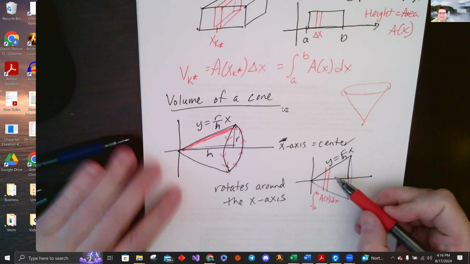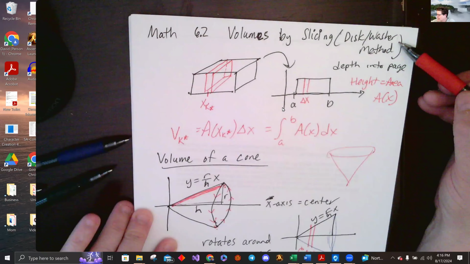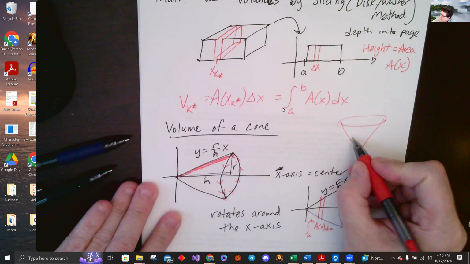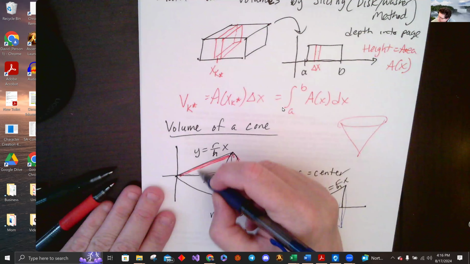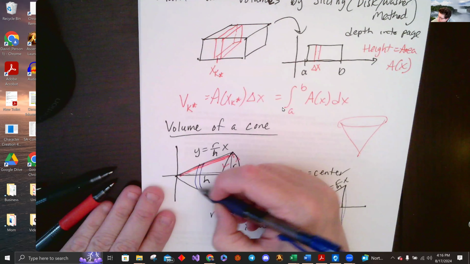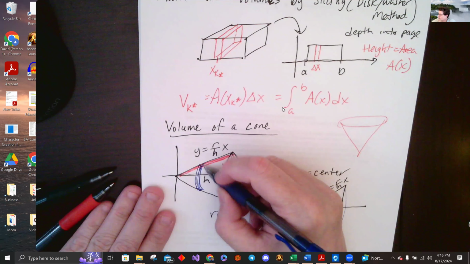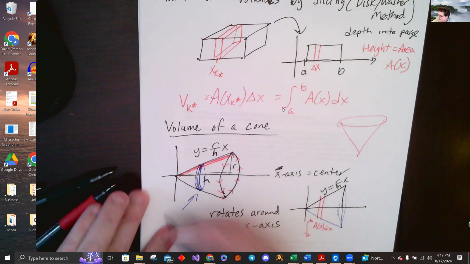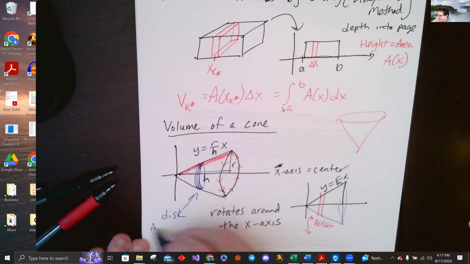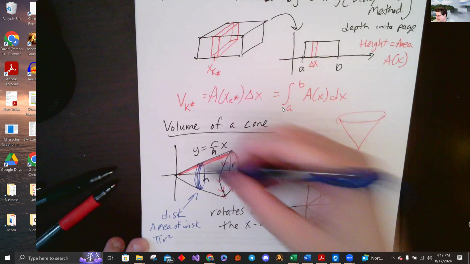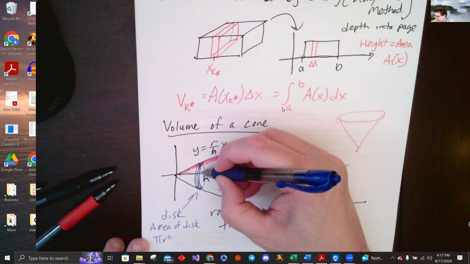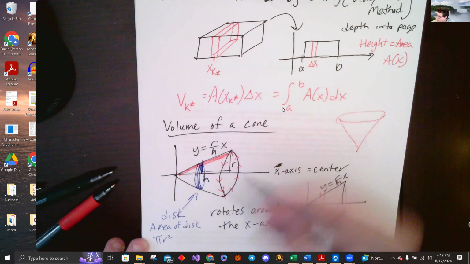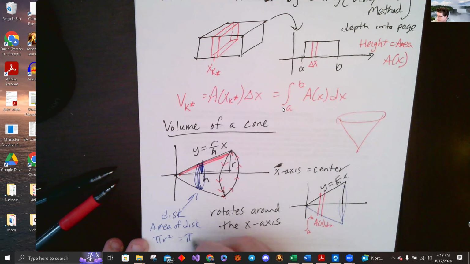Well, the disk washer method is done by rotating things around an axis. This makes a circular region. I have a disk here. The area of that, it's a disk though, the area of the disk is pi r squared. But what is r here? It's not the big R here. It's this r right here, which is y. So this is pi y squared.